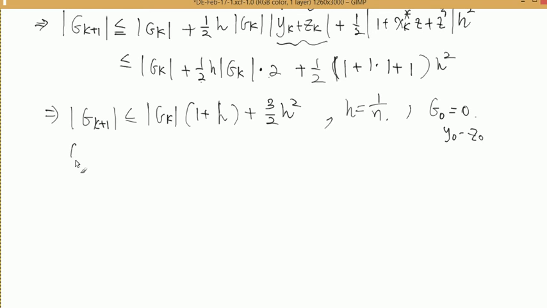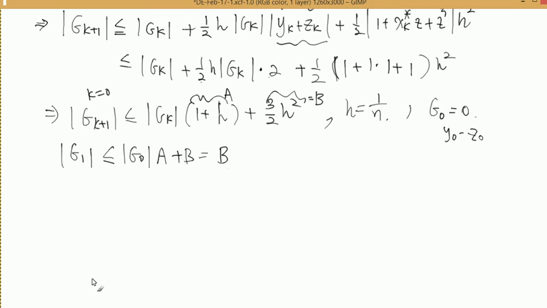So let's try g1. What is g1 here? When k equals 0, you get g1. So plugging in k equals 0 there, that's g0, and it's 1 plus h. So I'm going to call that one capital A, and that's capital B for simplicity. And A plus B. And what is g0? That's 0. So that's only B here. Okay? So let's try g2.